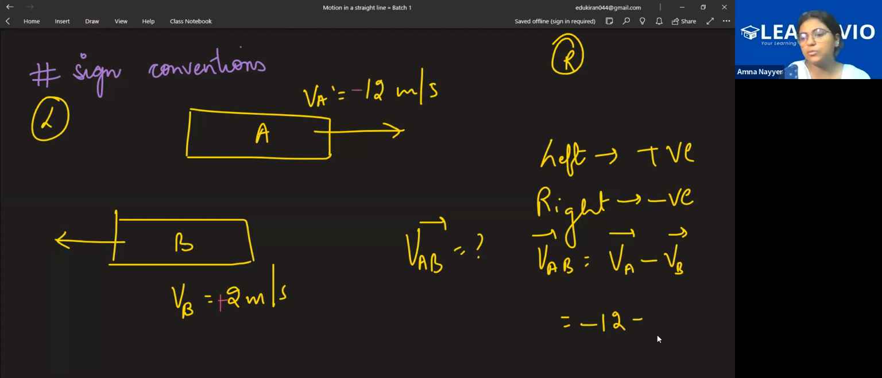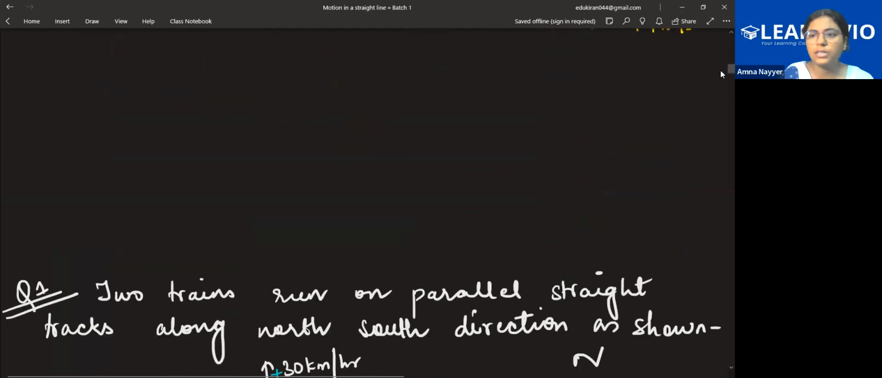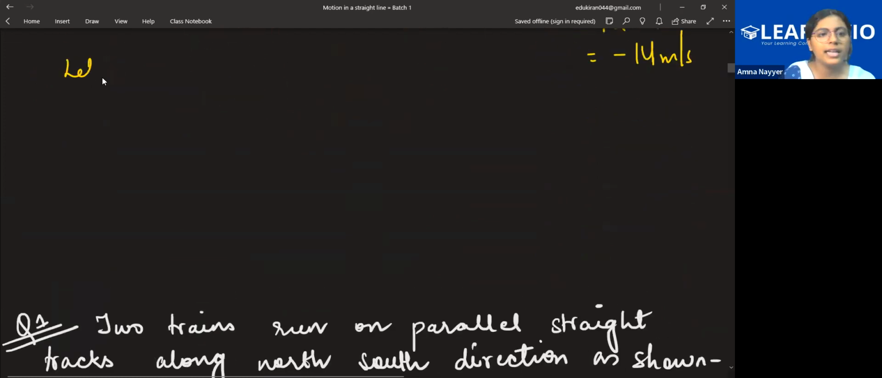VB is plus 2. So I'm getting minus 14 meter per second. Means 14 should be common for everyone. 14 I should get even if I change this. Minus sign is showing that the net velocity will be towards the right side. Let's change. Suppose this question was solved by somebody else and the student has taken left as negative.